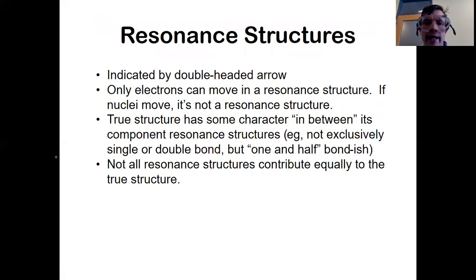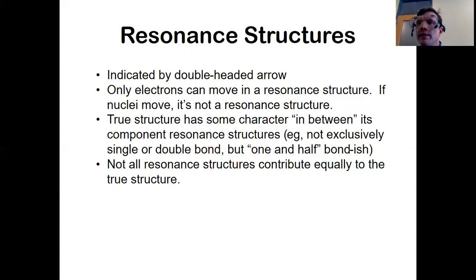So indicated by the double-headed arrow, only electrons move in a resonance structure. If you're moving nuclei, it's actually considered a different molecule, right, an isomer. And so that doesn't count. Only electrons move in a resonance structure. The true character of the molecule exhibits some character which is in between the component resonance structures.